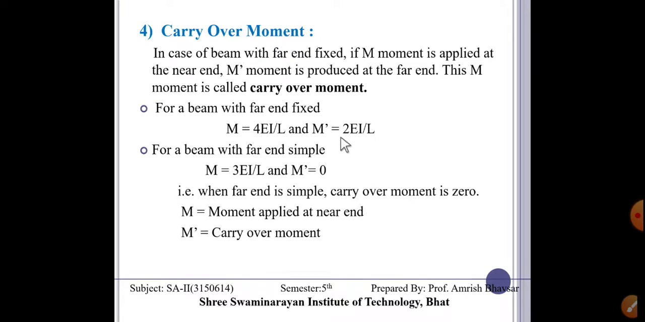So what we can consider here is, suppose at the far end we want to distribute our moment with the help of carryover. If the far end is fixed or continuous, then we transfer half of the moment there. But in a simple support it will be 0, so we don't transfer any moment there, where M is the applied moment at the near end and M dash is the carryover moment.